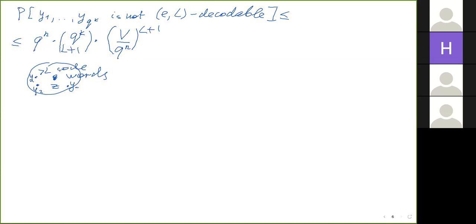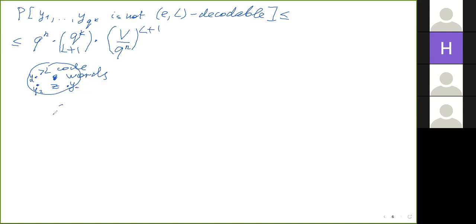And that's because they are independent. By definition, all the code words are independent, and that means that their probabilities are multiplied. So again, q to the n is the number of ways to choose z. q to the k choose L+1 is the number of ways to choose L+1 code words inside that ball. And V over q to the n to the power L+1 is the probability that indeed all those L+1 code words fall into that ball. And now we just need to upper bound this.